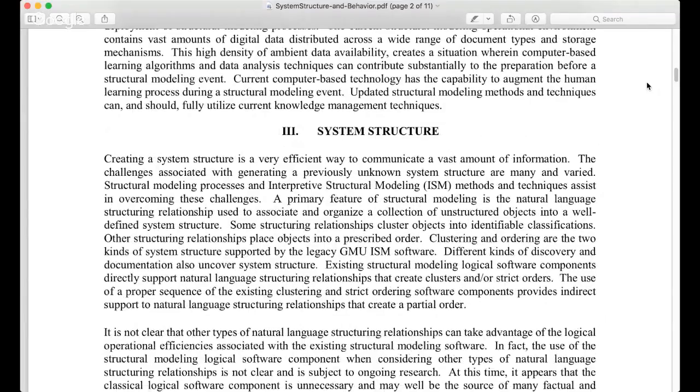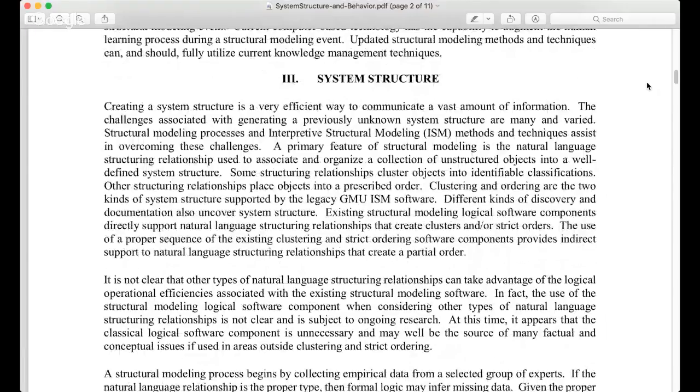So then we have the idea of a system structure as opposed to system behavior, and they're related. The system structure dictates system behavior, and system behavior dictates their, not necessarily tightly coupled. And really, one of the primary objectives of structural modeling is to actually create and identify an unknown system structure.